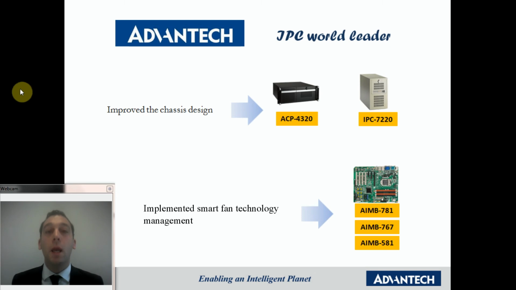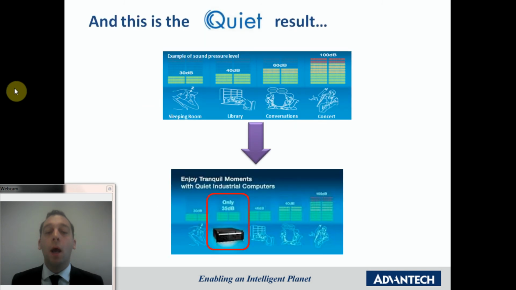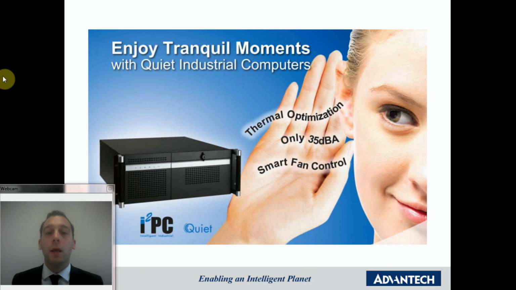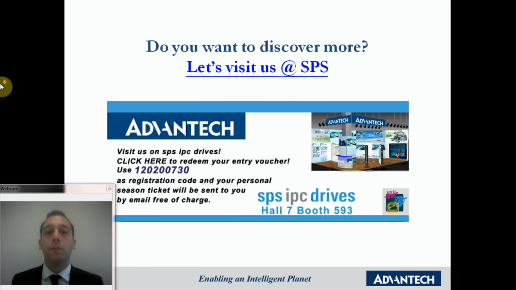This means that we are able to deliver you a system capable of working at 35 dB. It means that the system is between a library and a silent room. For the future, Advantech will improve its portfolio of chassis again, and starting from now, all the new boards that will be placed on the market will have smart fan control inside, already enabled. So Advantech is able to deliver you the best rugged system with only 35 dB of noise.